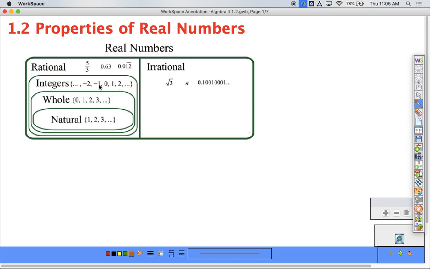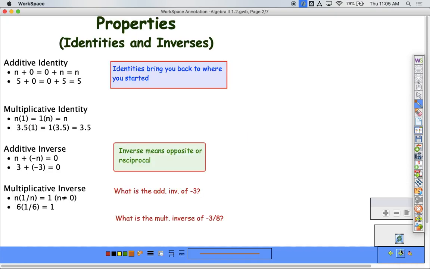Integers are all the non-decimal numbers. Whole numbers are all the non-decimal numbers, not counting the negatives. And then natural numbers are your counting numbers, starting at 1 and then 2, 3, 4, and so on. So just a little refresher from yesterday. We're going to talk about properties. We'll talk about these periodically throughout the year. We're going to use them to solve different equations, do some different things, so it's good to be familiar with them. So we'll start with identities and inverses.